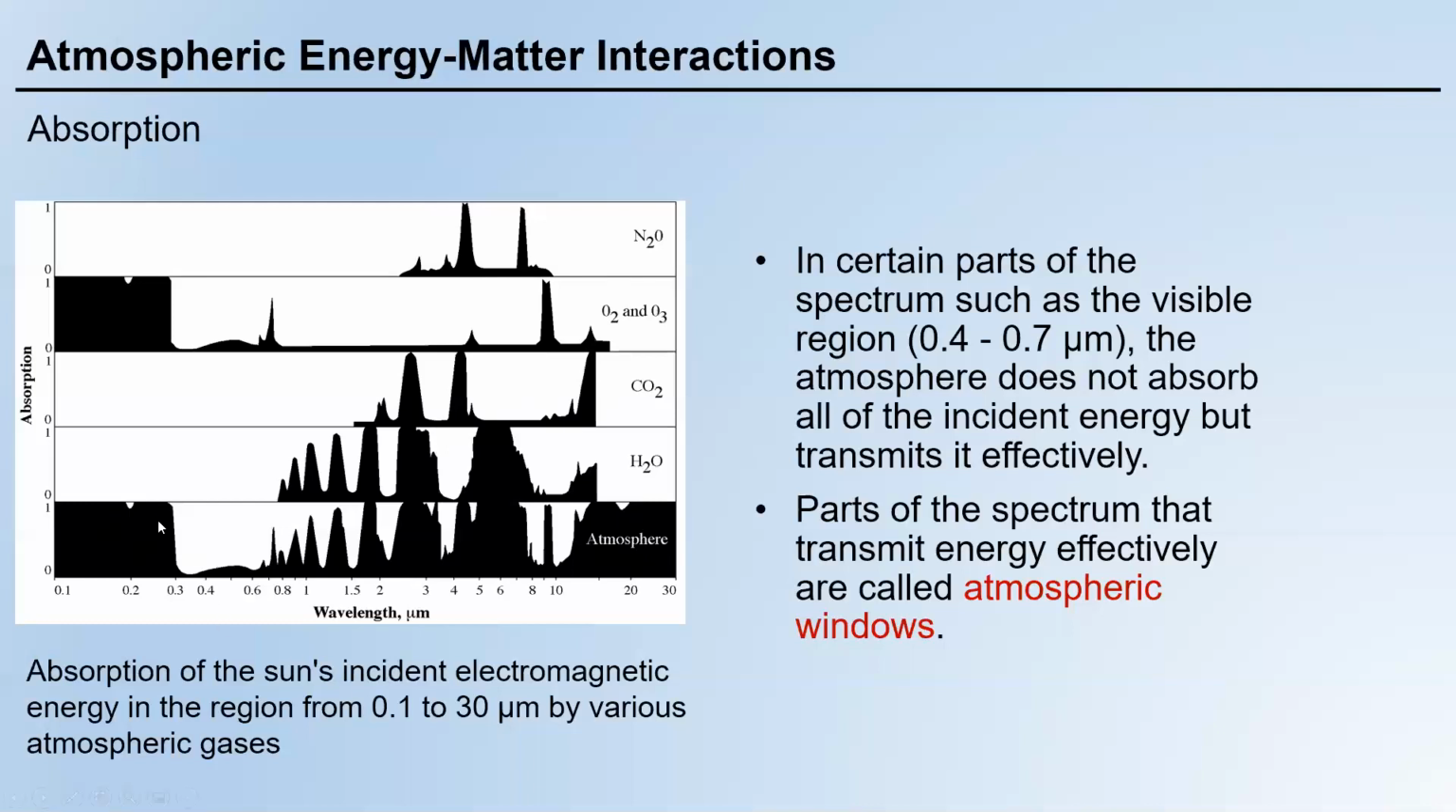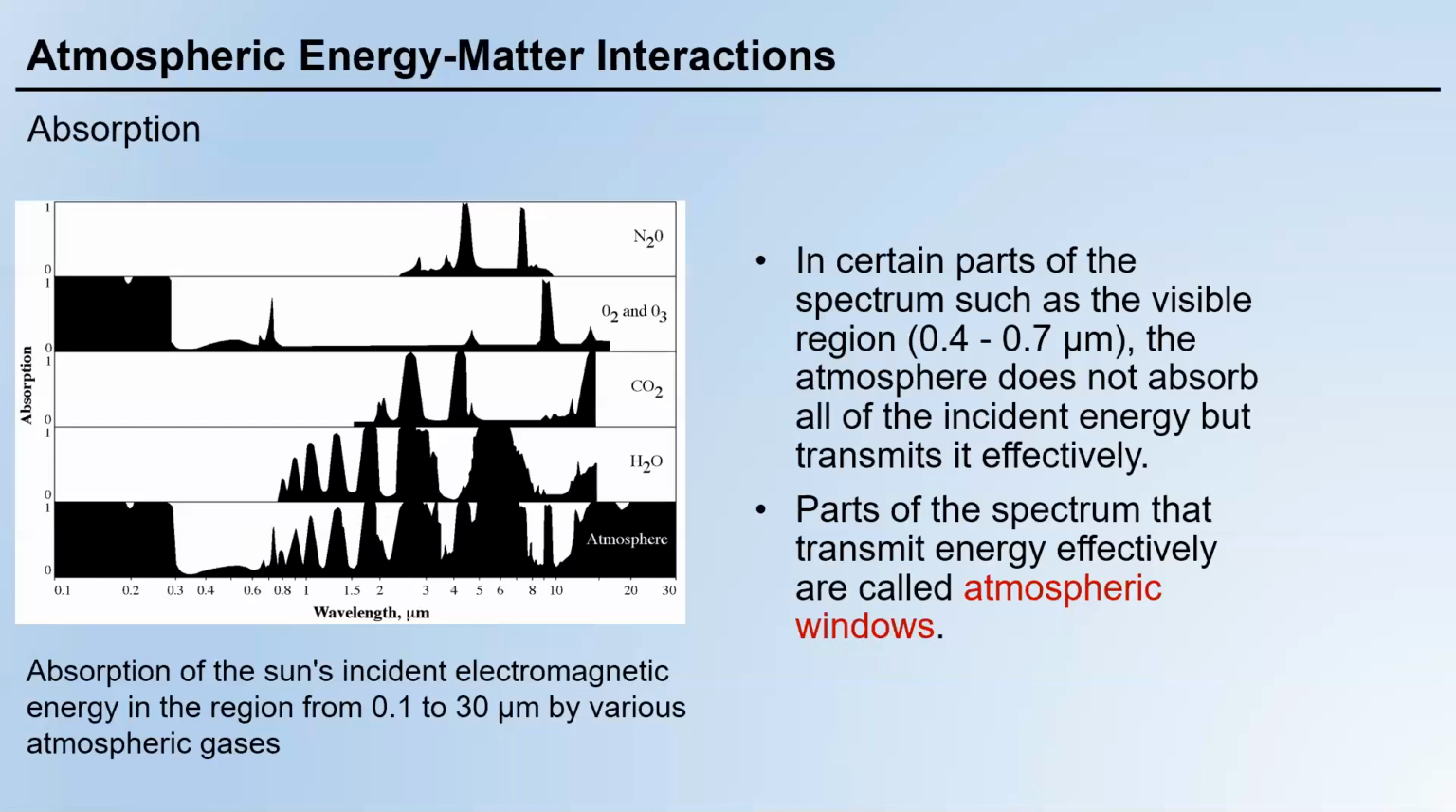So most EMR with a wavelength smaller than 0.3 micrometer is absorbed by who? By O2 and O3, and the rest of them, they're basically absorbed. And there are only small windows here, in visible light, and here infrared, infrared, infrared, this blank part.